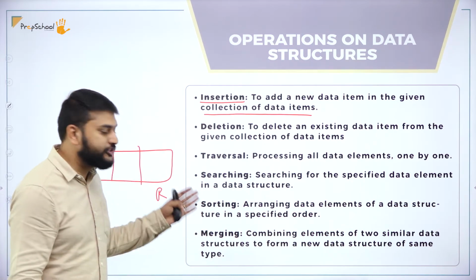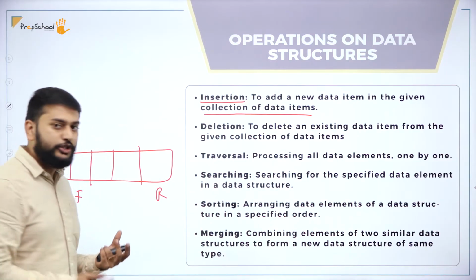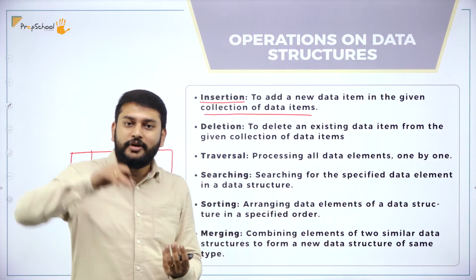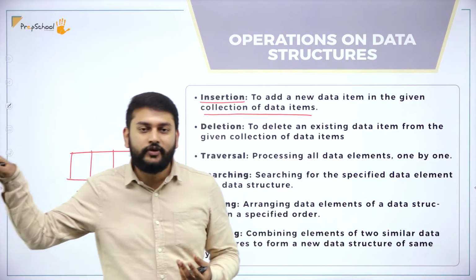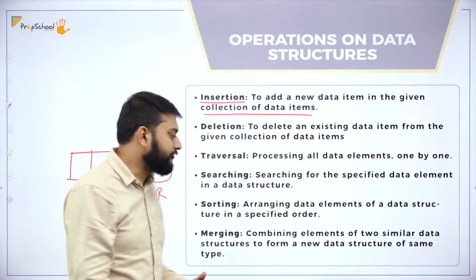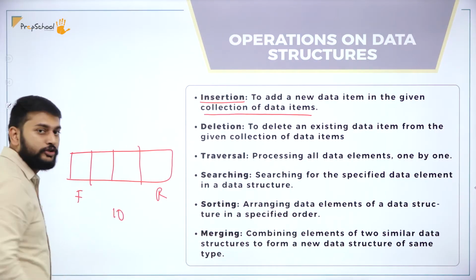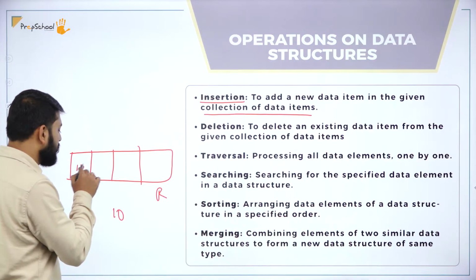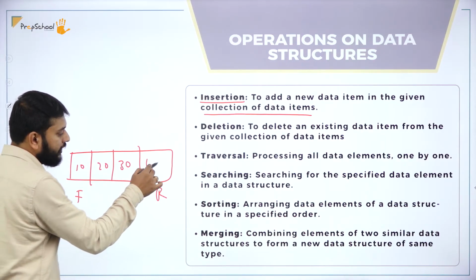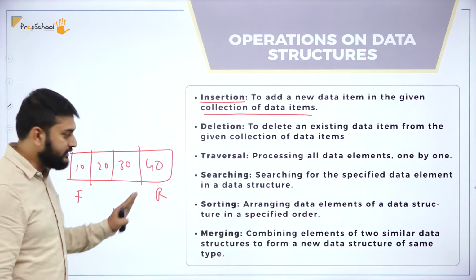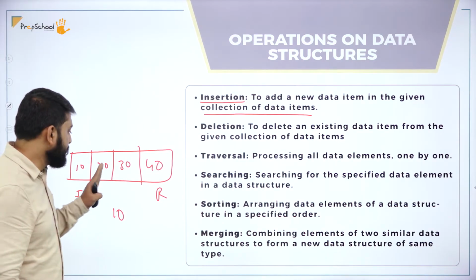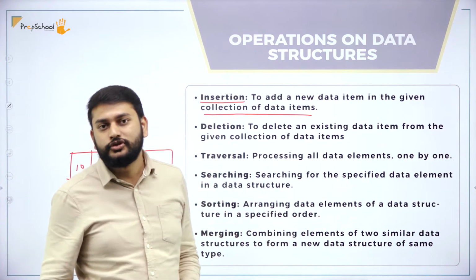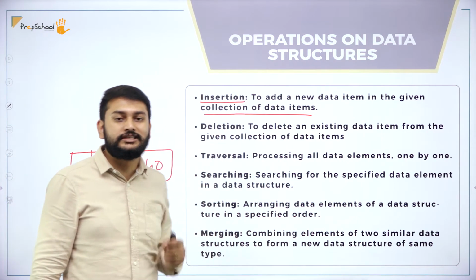What is the next one that we have? Searching. Searching means you have an element in your hand and you want to find whether that element is there in the given data structure or not. Let's take 10. I should check whether I have 10 in this queue or not. I have 10, 20, 30, 40. I will start matching. Is it 10? No. Is it 10? No. Is it 10? No. Is it 10? Yes. I have the element in the queue. This is what we call searching.